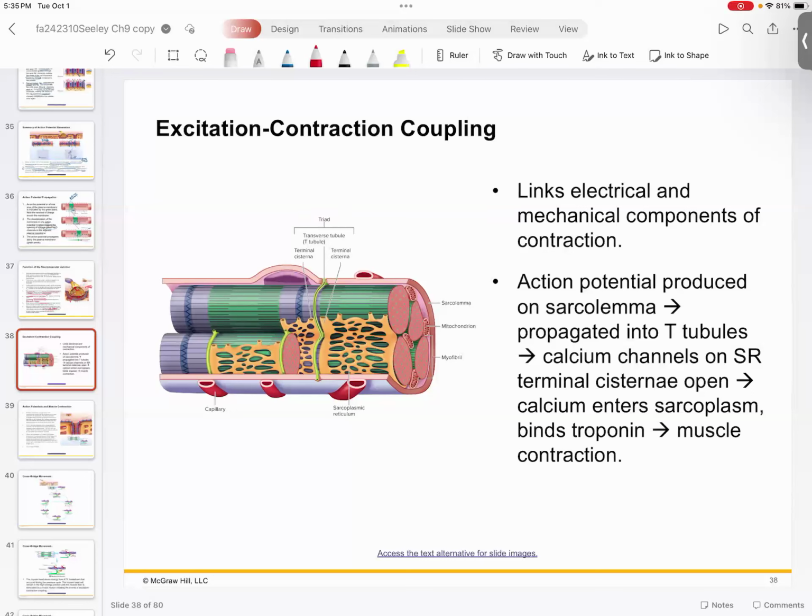And then we have excitation, which we just talked about, right? So action potential generation and how it propagates through the neurolemma and then kind of jumps the gap to get to the sarcolemma. So that's excitation.